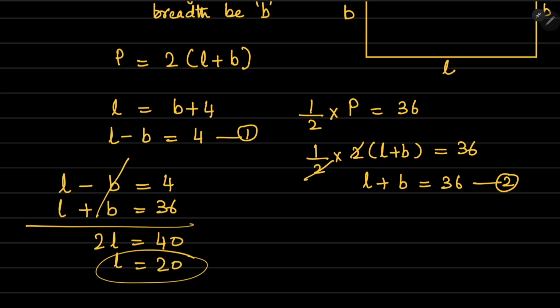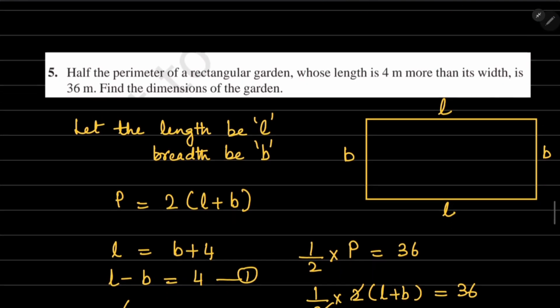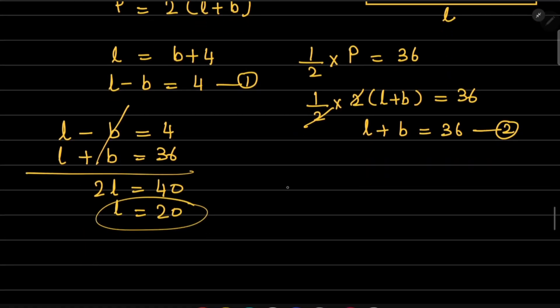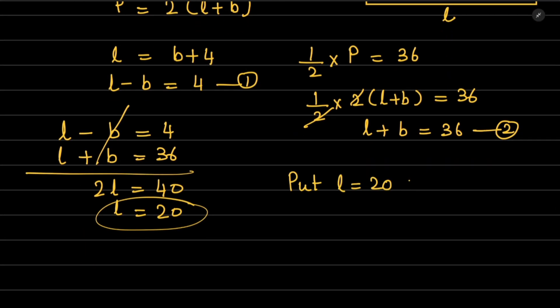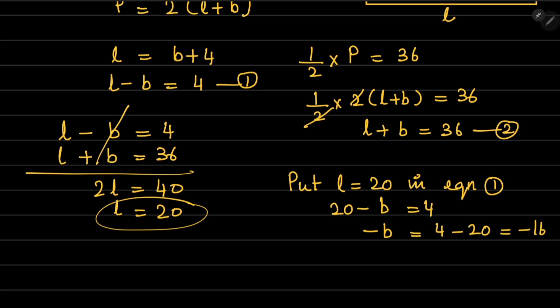So the length of the rectangular garden is 20. Just put in any of the equations. So let's put L equal to 20 in equation 1. So what do you get? 20 minus B equal to 4, so minus B equal to 4 minus 20, which is nothing but minus 16. Therefore, B is equal to 16.